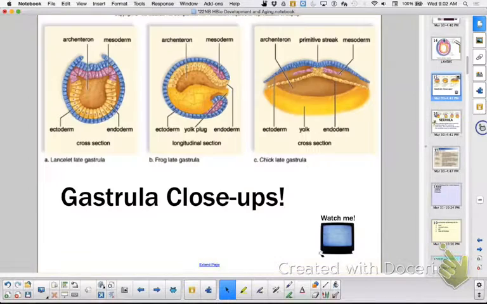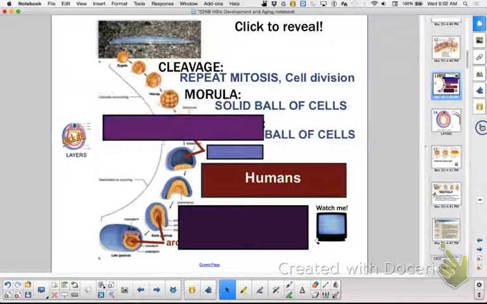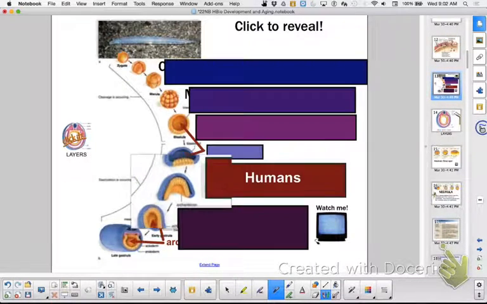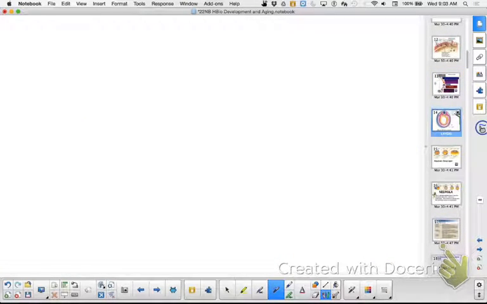Okay, this, when we do our infolding, let's go back here. So when we form the gastrula, what we're looking at right here, that infolding, the blastocoel is going away. Our new cavity right here is called the archenteron. This right here represents the yellow, the endoderm. The blue represents the ectoderm. Then later, that middle layer that was pink in our pictures becomes the mesoderm.